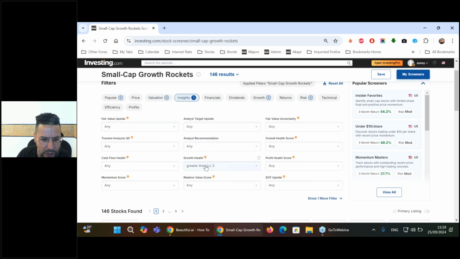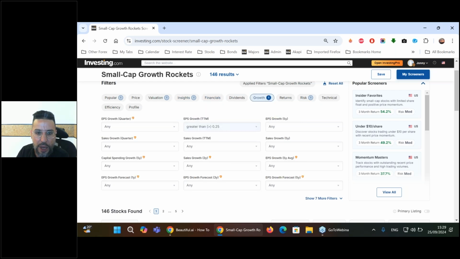Some of the insights. This is the Investing Pro Financial Health Score for growth. So above 3, and we're talking about on a scale of 5. So anything above 2.75 is above average. So companies with above average growth health. What else are we talking about here? EPS growth of over 0.25%. So any improvement in profit.